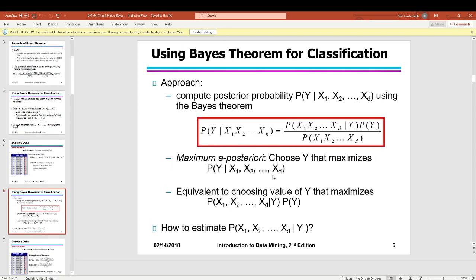The approach that we have to take is, first, we compute the posterior probability using the Bayes theorem. So we have to maximize that posterior probability, that is, choose the y that maximizes our probability.